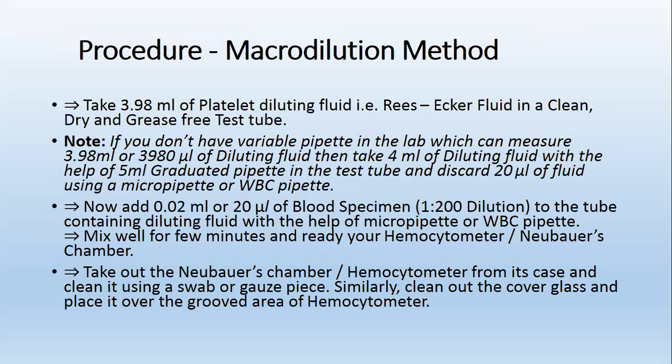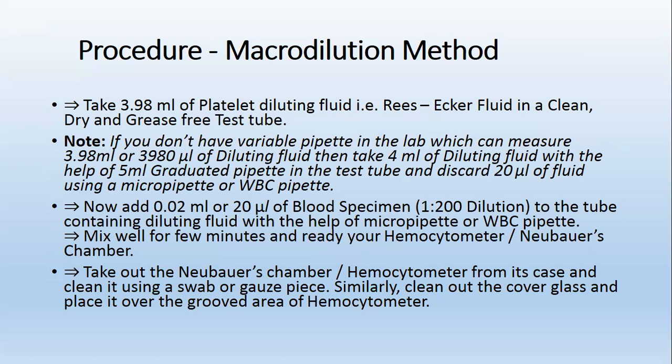Procedure for the macrodilution method. Take 3.98 ml of platelet diluting fluid, that is Rees-Ecker fluid, in a clean, dry and grease-free test tube. Note: if you don't have a variable pipette in the lab which can measure 3.98 ml or 3980 microliter of diluting fluid, then take 4 ml of diluting fluid with the help of a 5 ml graduated pipette in the test tube and discard 20 microliter of fluid using a micropipette or WBC pipette.